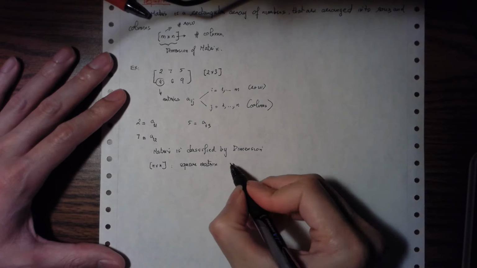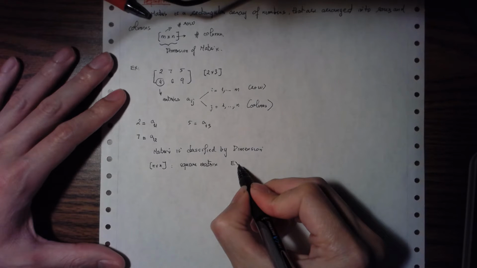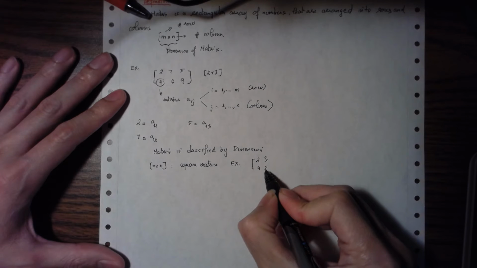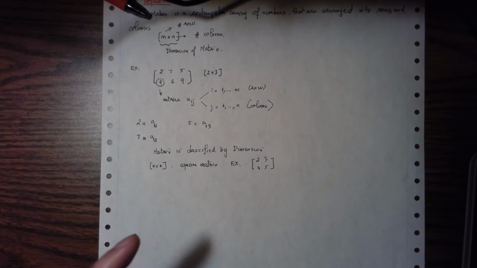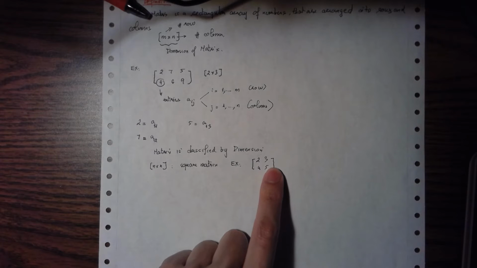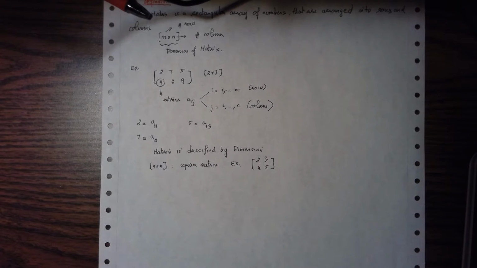I can give you an example. For example, I have over here matrix 2, 3, 4, 5. So this is a square matrix because we have 2 rows and 2 columns. If the number of rows equals the number of columns, then that matrix is a square matrix. Okay.